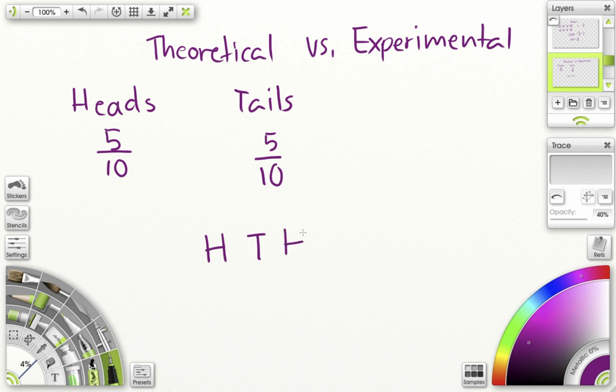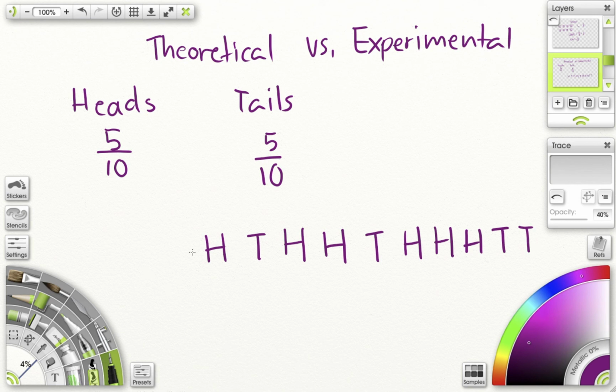Next time, it lands on heads. Next time, heads. Next time, tails. Next time, heads. Next time, heads. That's 1, 2, 3, 4, 5, 6, 7. Next time, it lands on heads. Next time, tails. And the next time, tails.